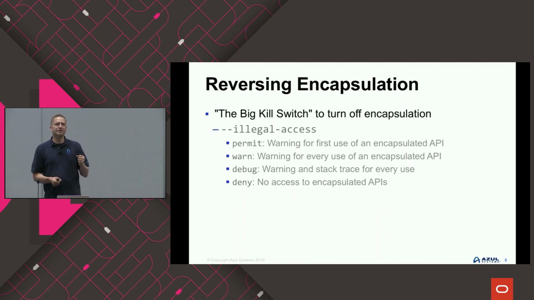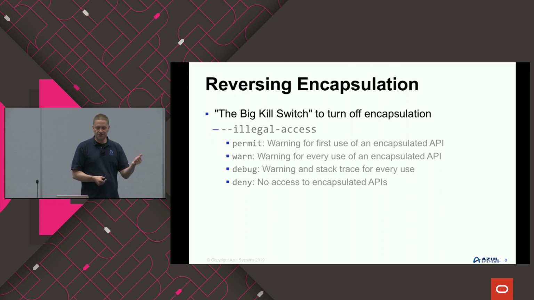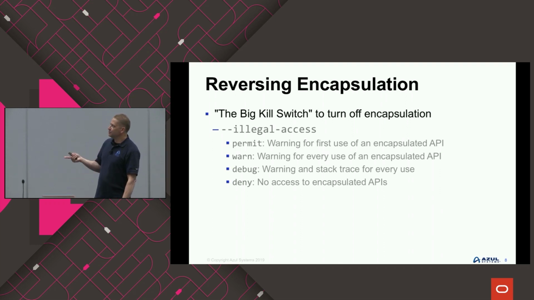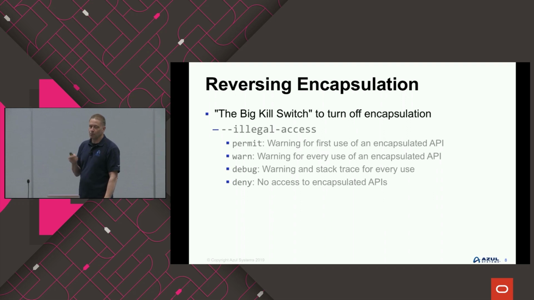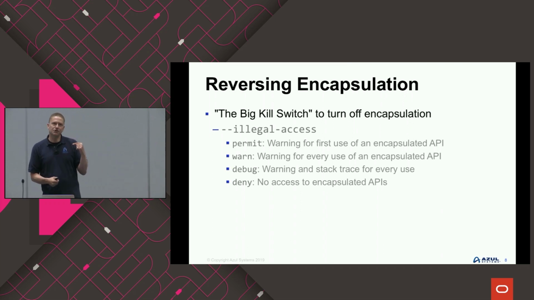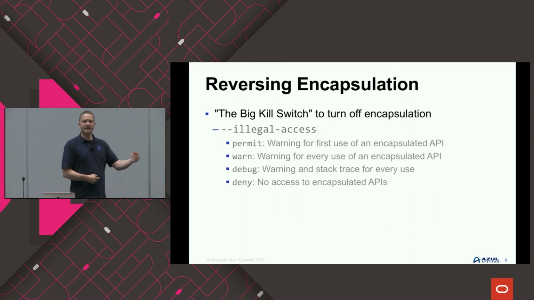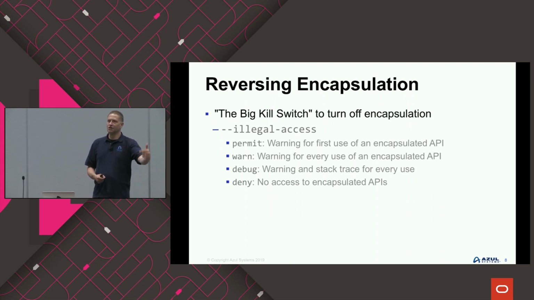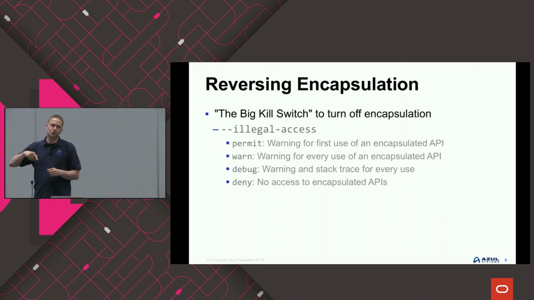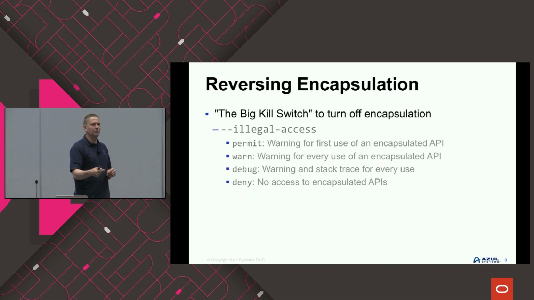Now that has 4 parameters that you can specify with it, only one of which at a time. By default, at the moment, the value for illegal access will be permit, which means that you have access to the internal APIs in exactly the way that you need to. And when you first use a particular API that is internal, you will get a warning printed on the console. If you need more information, you can turn that up a level, and you can say, give me warnings. And that will give you a warning every time you use an encapsulated API. And that will tell you how many times you're using those things.